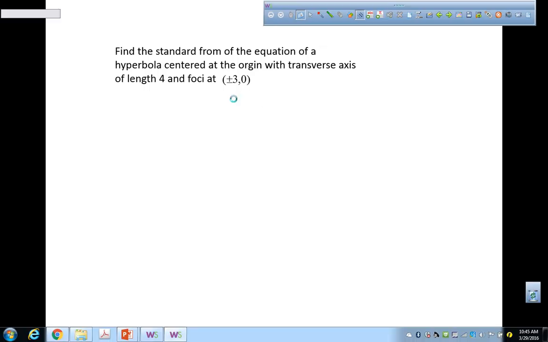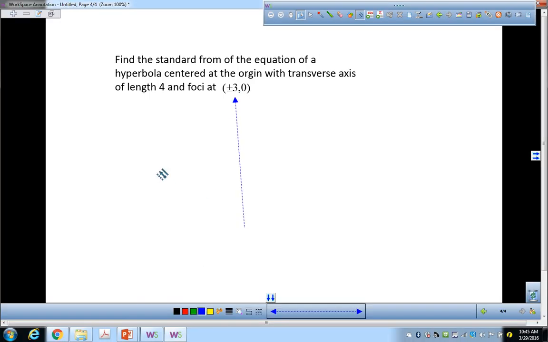Find the standard form. So here we're going in reverse. I like to sketch things before I do them because it helps me think about it. Find the standard form equation. My hyperbola is centered at the origin, so it should be pretty easy, with transverse axis of length 4 and foci at plus or minus 3, 0. So that's (3, 0) and that's (negative 3, 0).